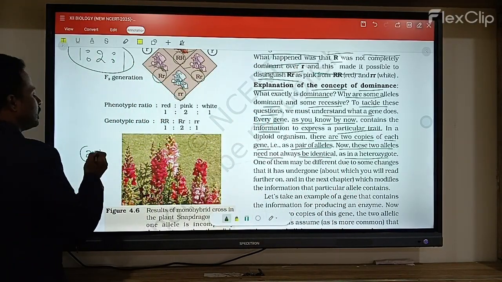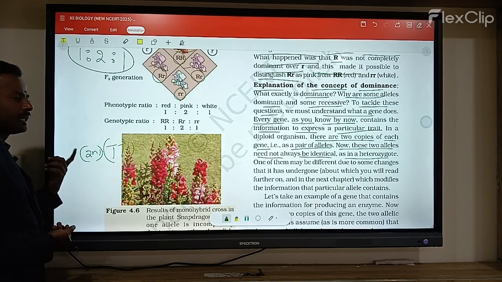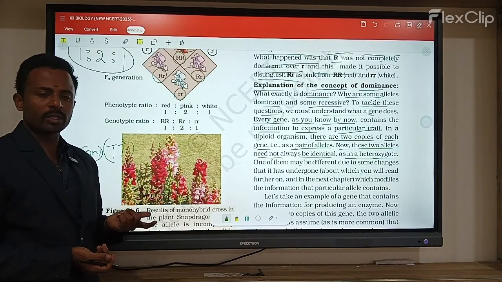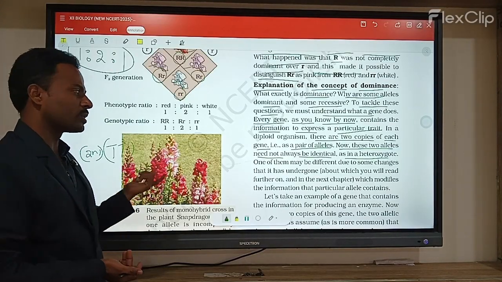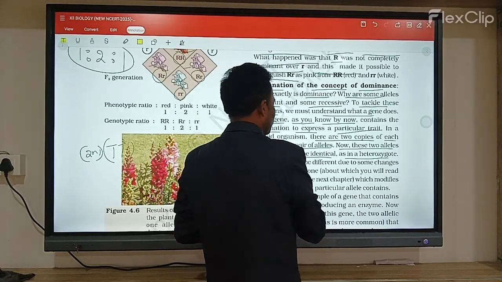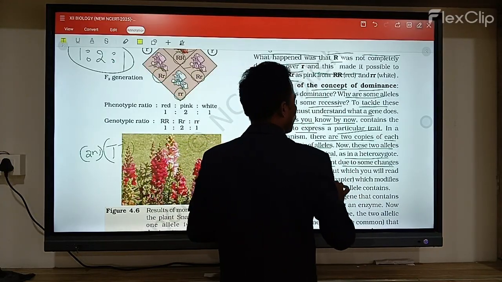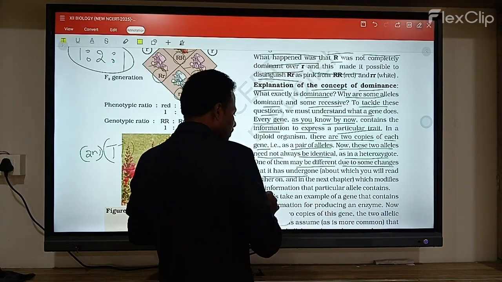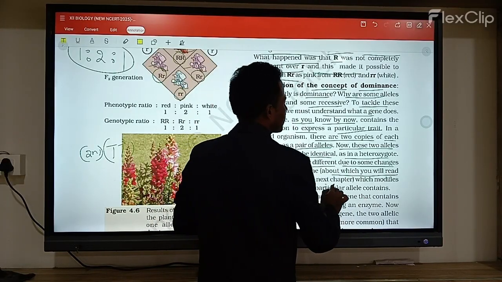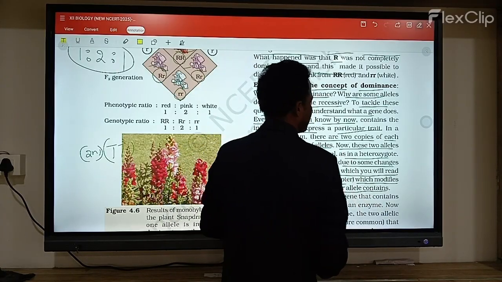So in a diploid organism, when one characteristic takes place, sometimes it is completely dominant, but sometimes it is completely recessive. They show homozygosity, and sometimes they show heterozygosity, meaning they are identical or not. One of them may be different due to the changes that alleles undergo. You will read further about this in the next chapter, which is about modification of the information the particular alleles contain.